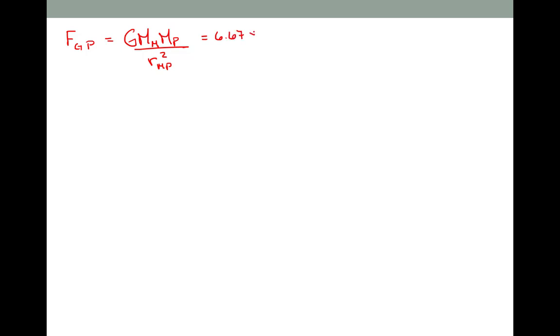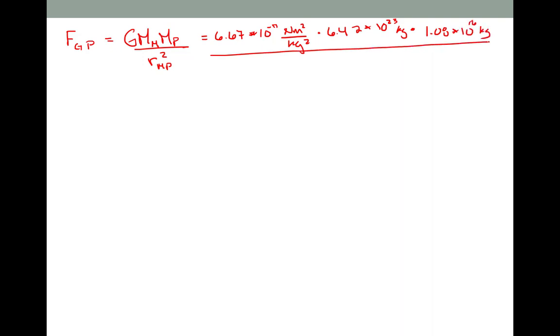Using the numbers on the previous page, I can now calculate how big this force is. The mass of Mars was 6.42 times 10 to the 23rd. The mass of Phobos is 1.08 times 10 to the 16th kilograms. And the distance between Mars and Phobos was 9,377 times 10 to the 3rd meters, squared. And if you put that all correctly into your calculator, that works out to be 5.26 times 10 to the 15th newtons.